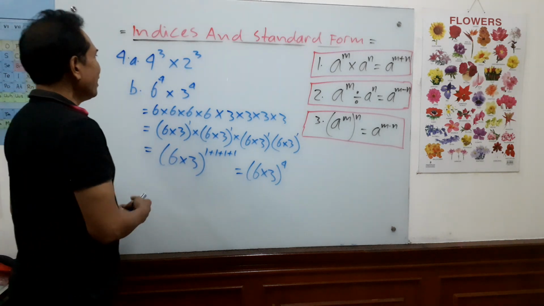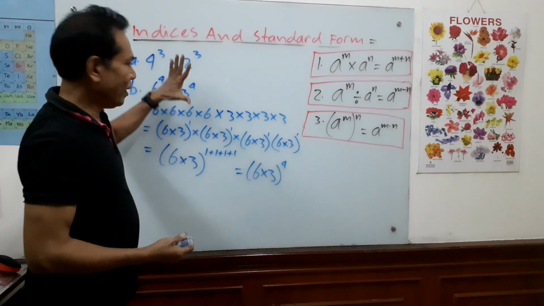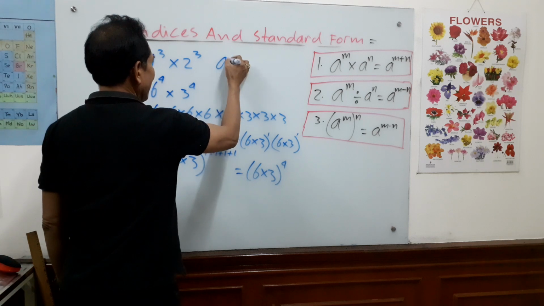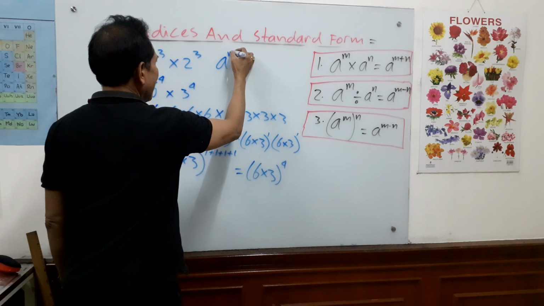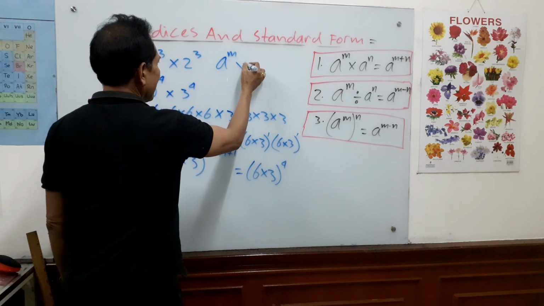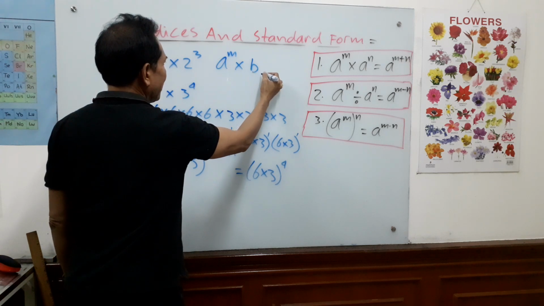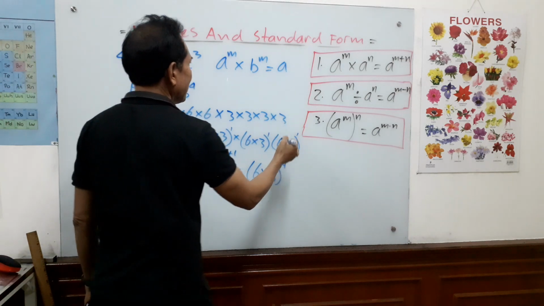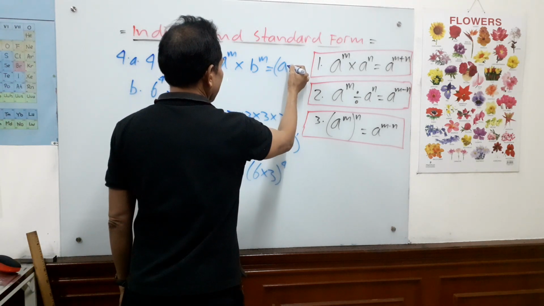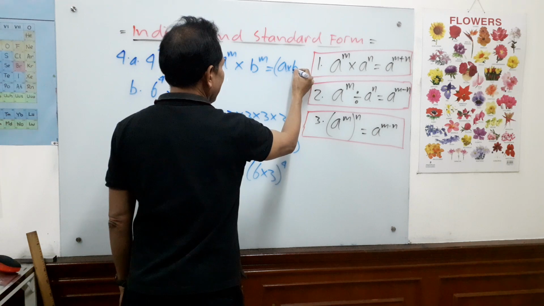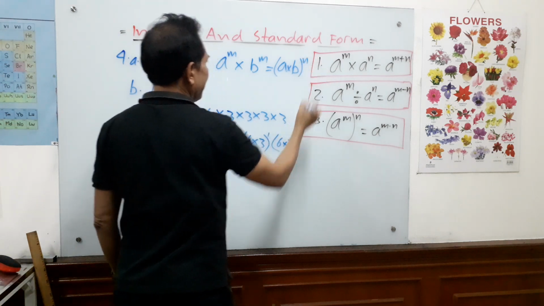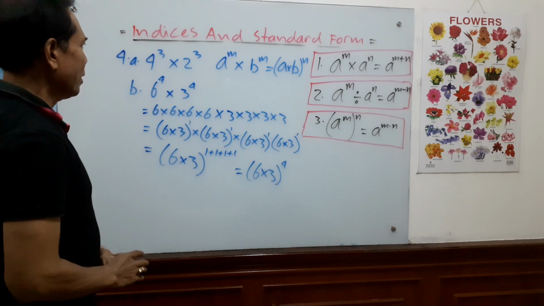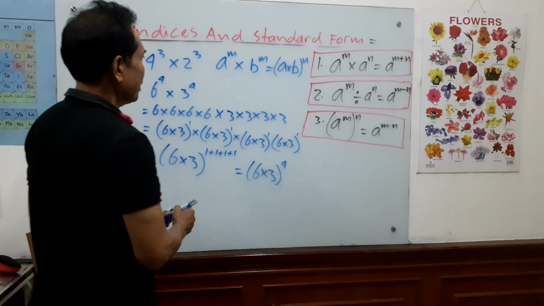Now, let's create a formula for this. We can create a formula for this. So we have, for example, A power M times B power M equals A times B power M.